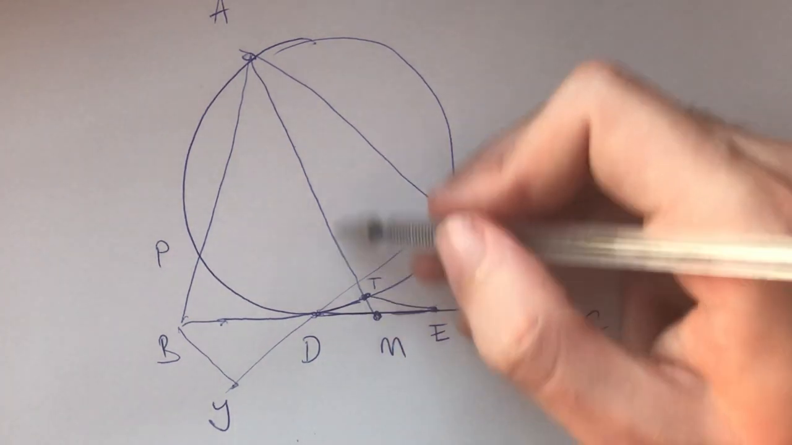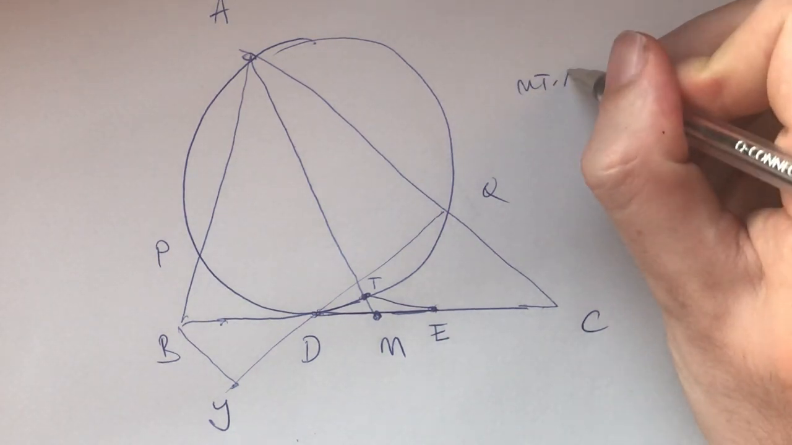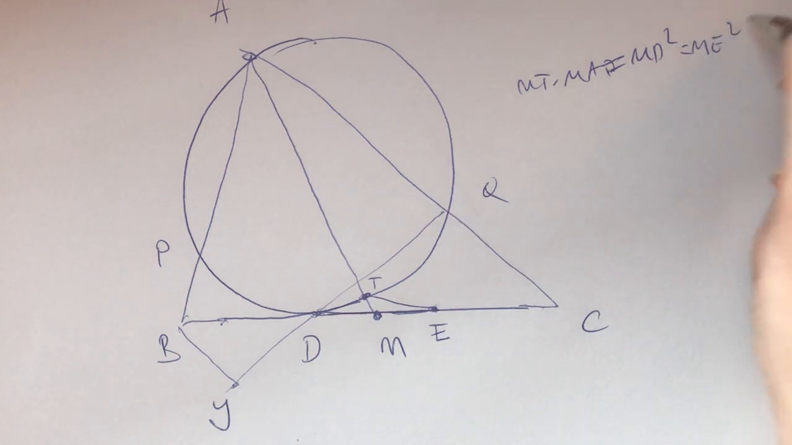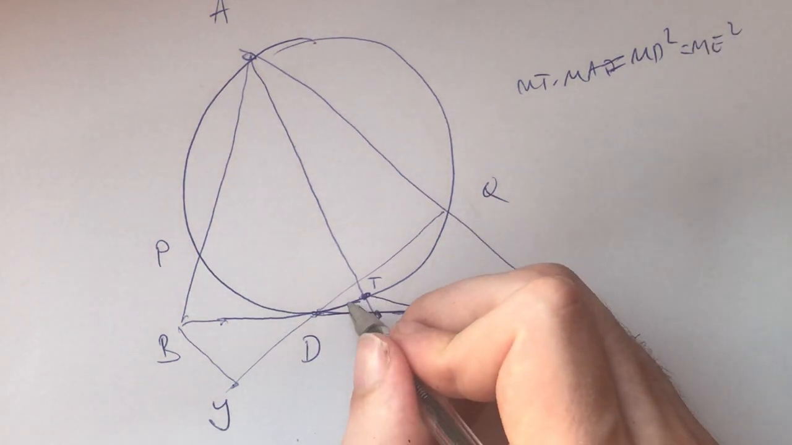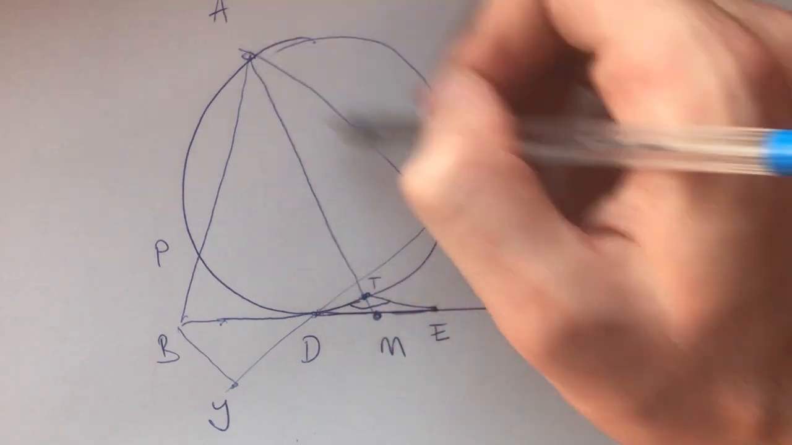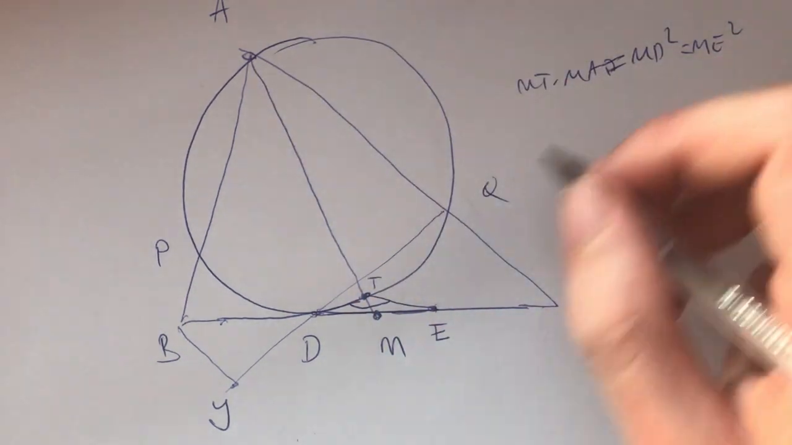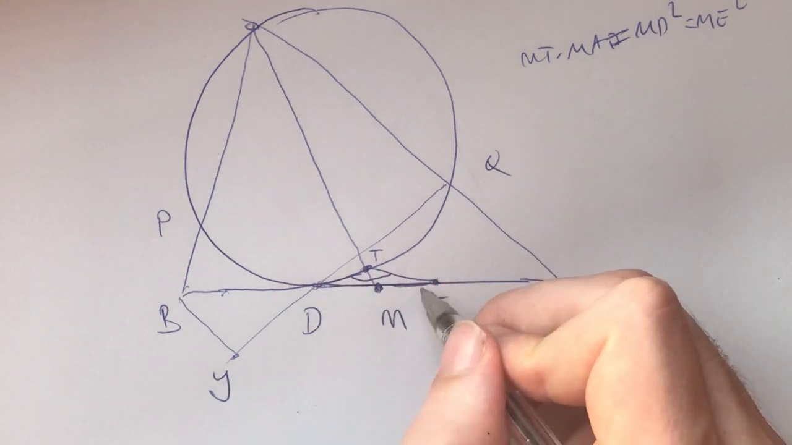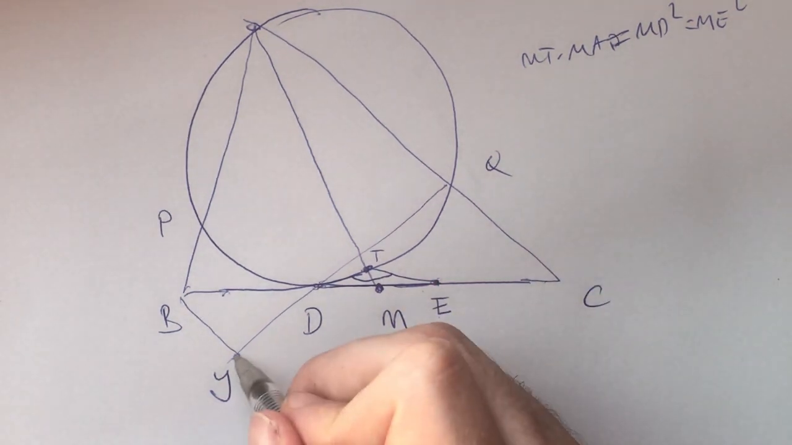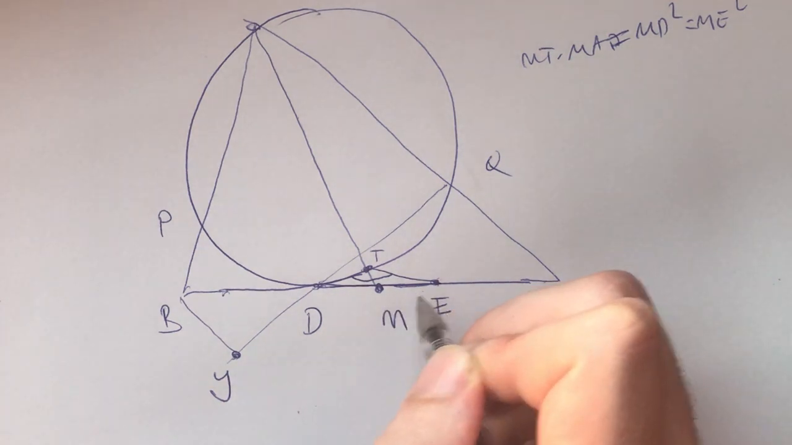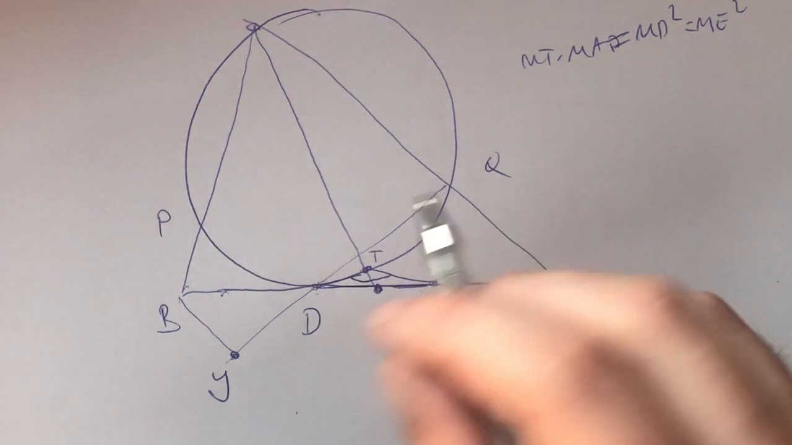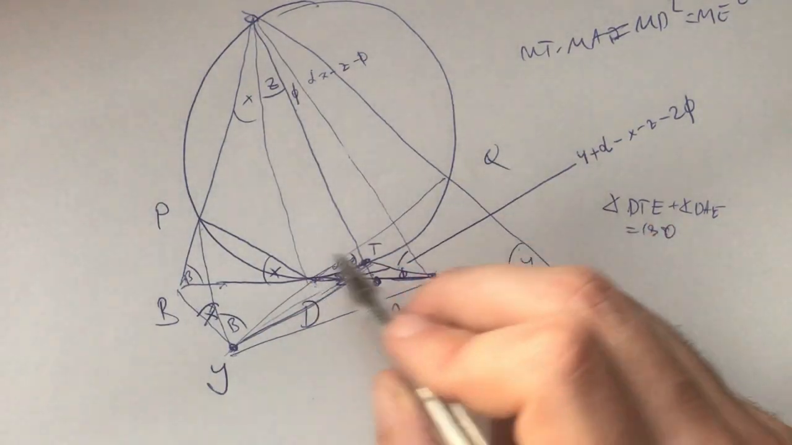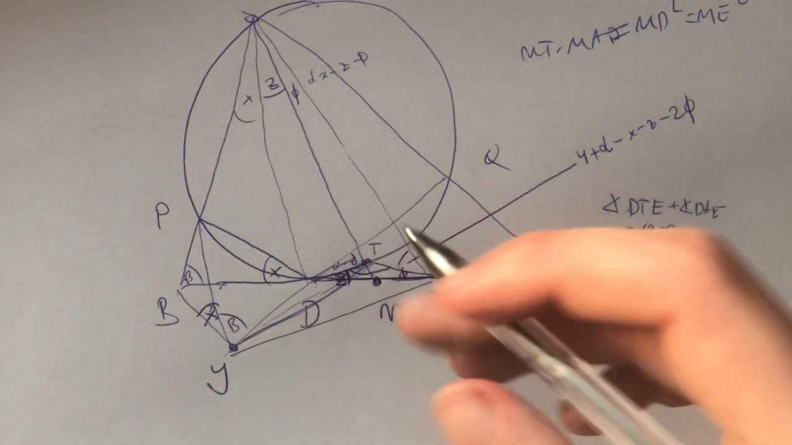I have that MT times MA is equal to MD squared, which is also ME squared by the definition of E. And now I know that this angle right here plus the whole angle are 180. And I thought, wait a second, is it possible? So now what I would really just need to do is to prove that Y is on the circumcircle around DTE. Now let's calculate the angles first. So here are the angles, and the next idea, I invite you to pause for 5 minutes if you don't want me to give it to you.